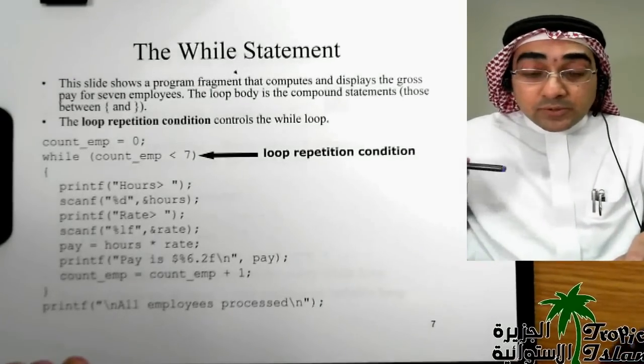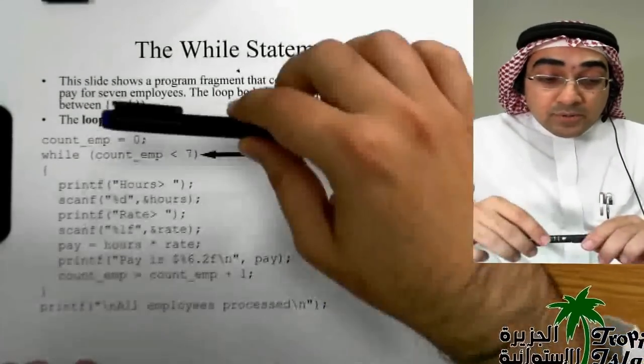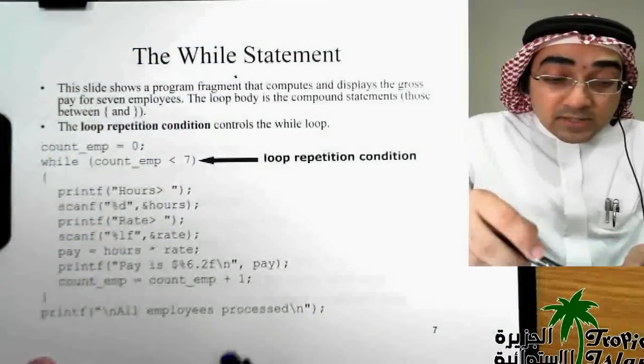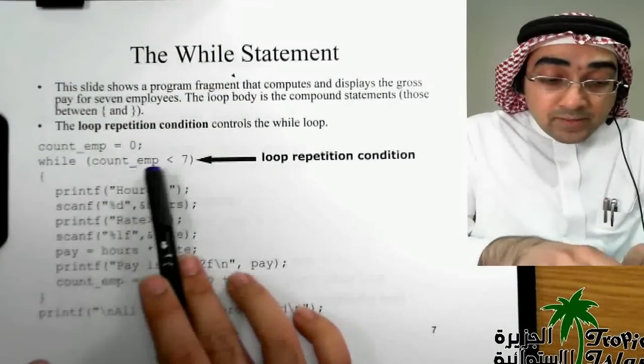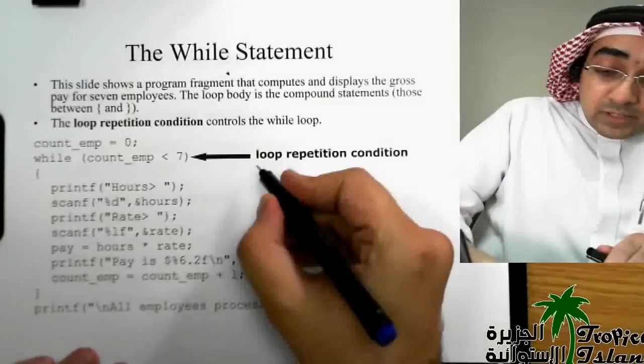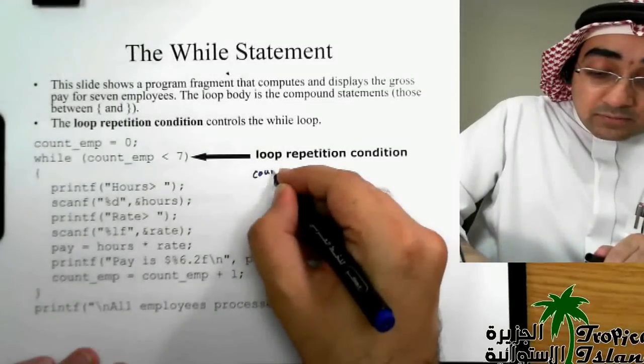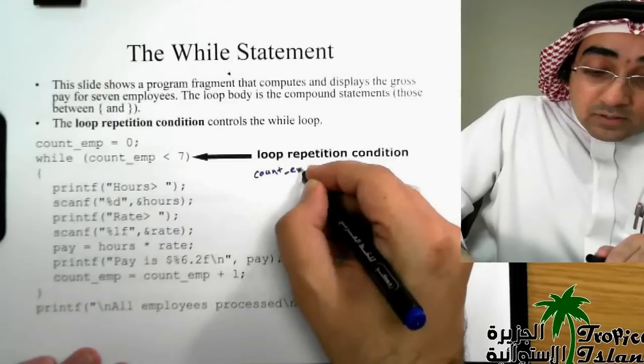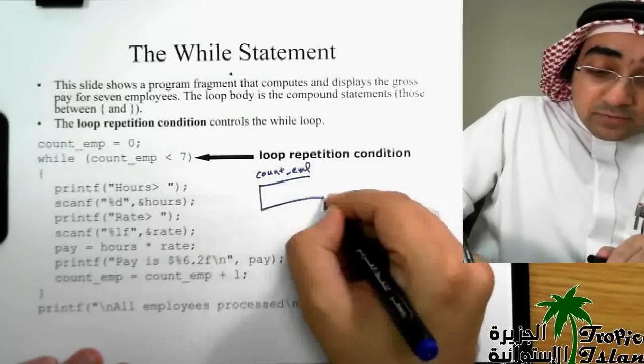Now I'm going to the second employee. So here's how the program is going to go. It's going to come and set the count employee to 0. Then it's going to check, is count employee less than 7? Yes. So I'm going to put over here count employee just for the sake of giving an example.